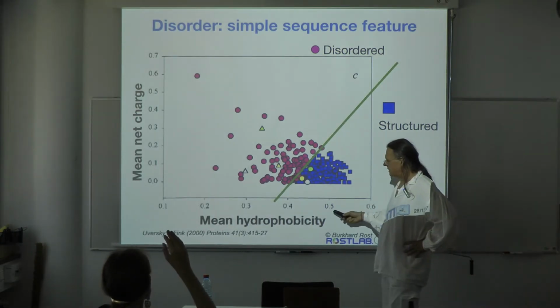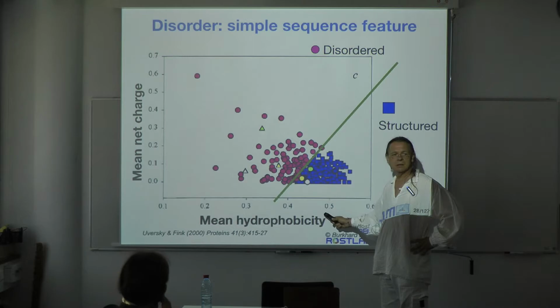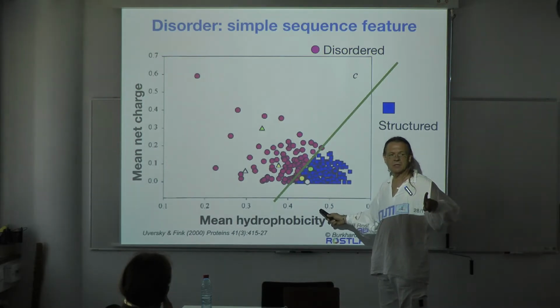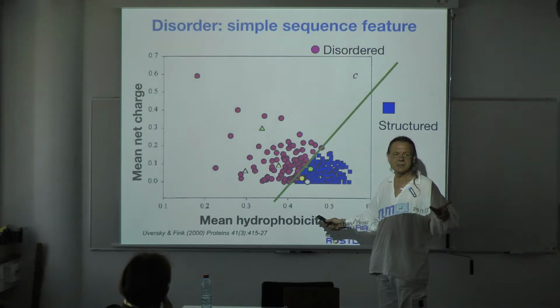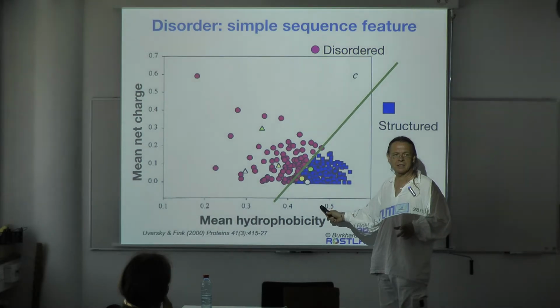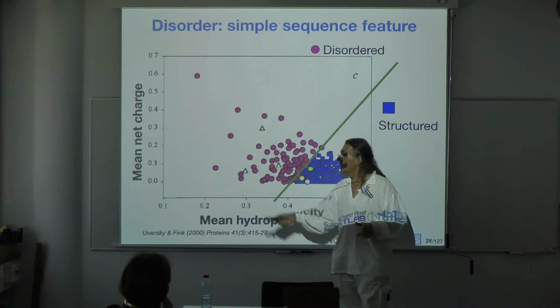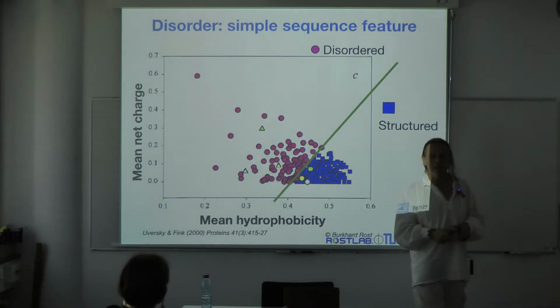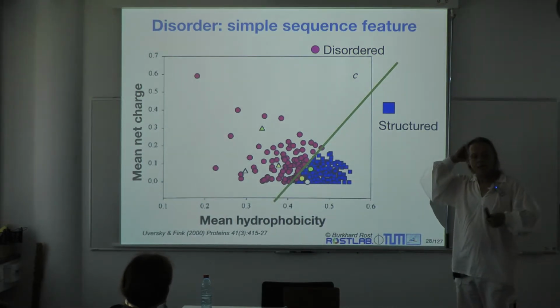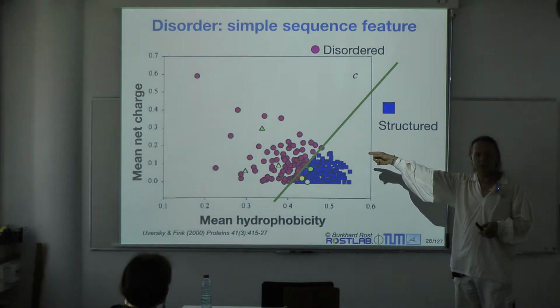Okay, let's go back to this. This is mean hydrophobicity. I already told you that there are hundreds of hydrophobicity indices, and I bet you between those you're not going to get the same. This is mean charge. Or net charge. No, it's mean net charge. So again, there are different ways of measuring charge.